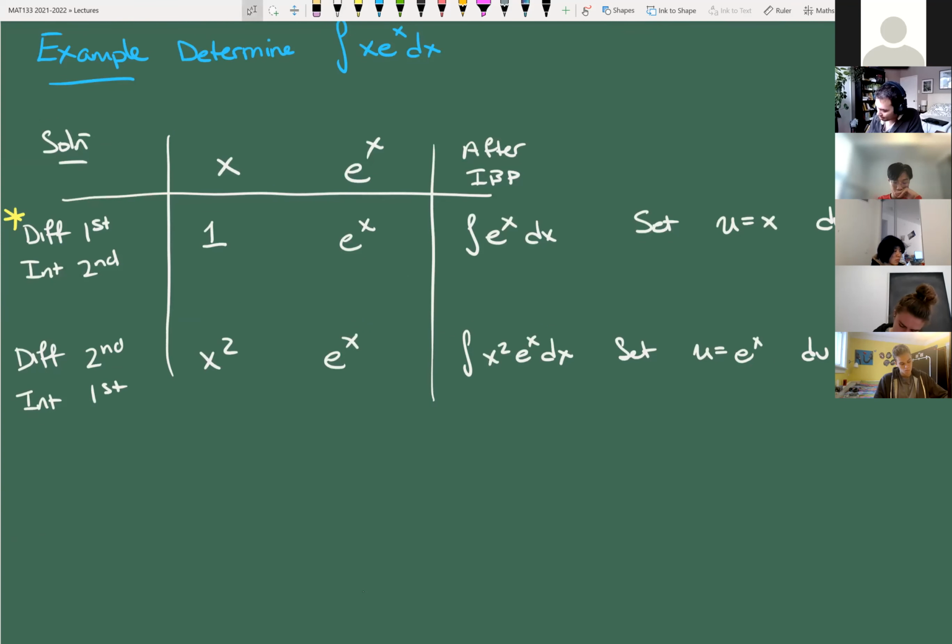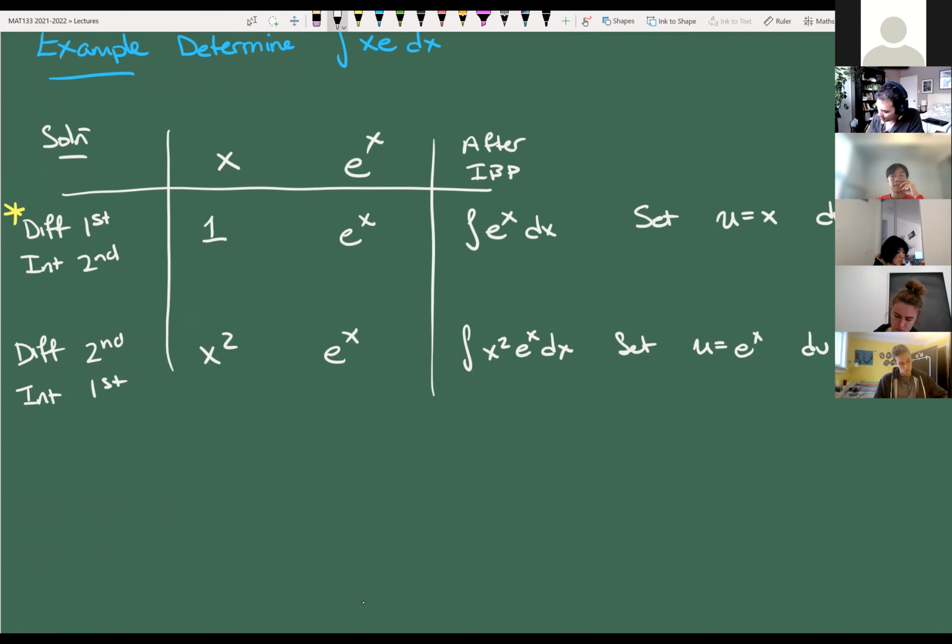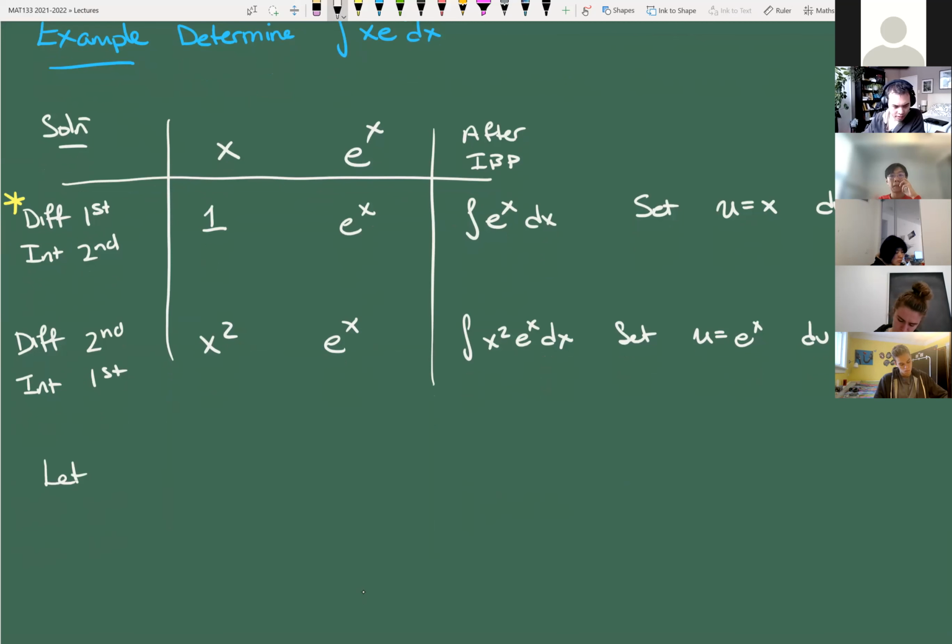So I'll do the first thing first, and then I'll show you what you would get if we did the second thing. So let's say, and again, don't write down this table, just do it in your head, let u be x and dv be e to the x dx. So that means that du is dx and v is e to the x.